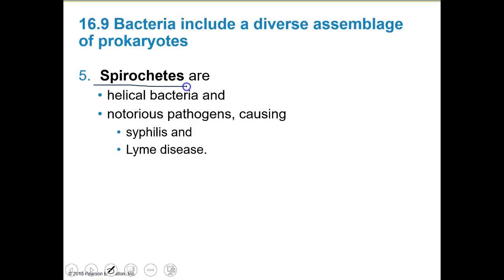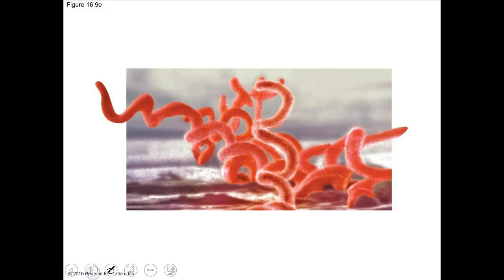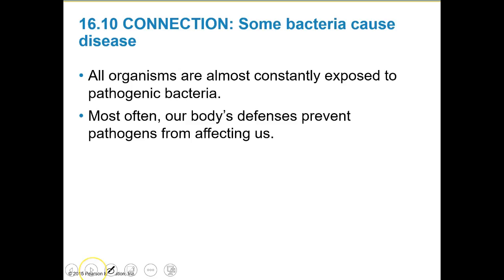Spirochetes are the last one that we're going to look at, and these are our helical bacteria, so they look spiral-shaped. These are notorious pathogens causing syphilis and Lyme disease. Do remind me to tell you about the Lyme disease story. Those are our two examples that are pretty well known. Okay, they look like that.